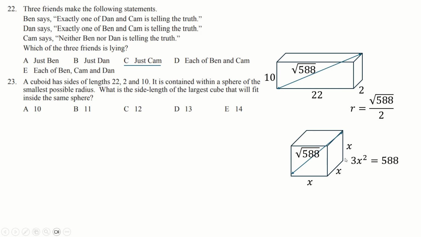And then this is x squared plus x squared plus x squared, which is 3x squared. I'm just doing triple Pythagoras again. Divide by 3 and then square root, and we get x is 14 for the answer.